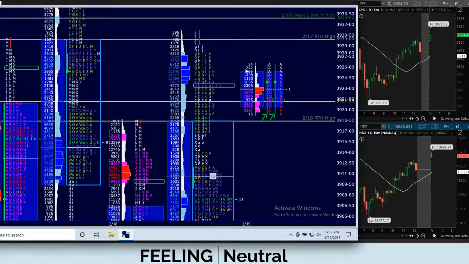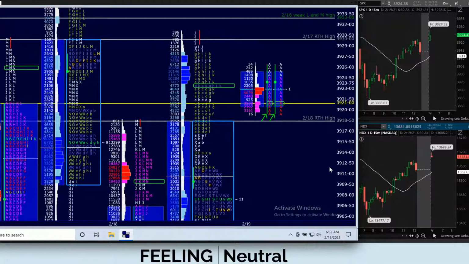All right, 34 contracts at the high here. That's not a good high, increasing the odds that it gets taken out. But I do expect a gap fill first.